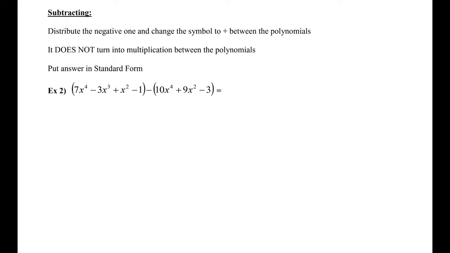Subtracting is very similar. The first step instead is to make sure that you distribute the -1 and change the symbol to a plus between the polynomials instead. It does not turn into multiplication just because you're distributing the negative, so make sure you don't forget the plus in between. Then go ahead and add them together and put your answer in standard form.